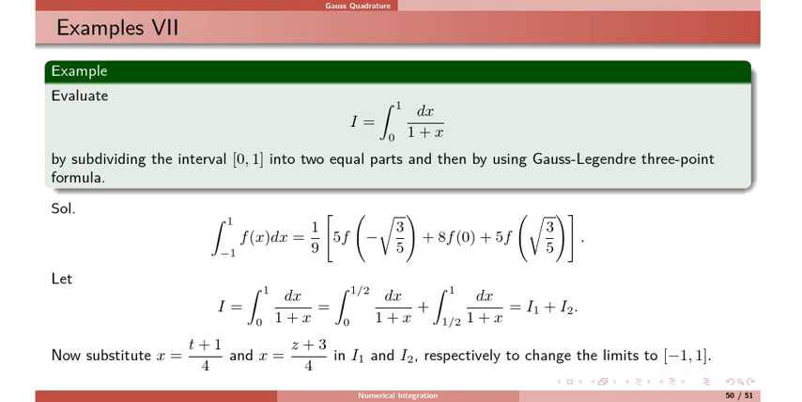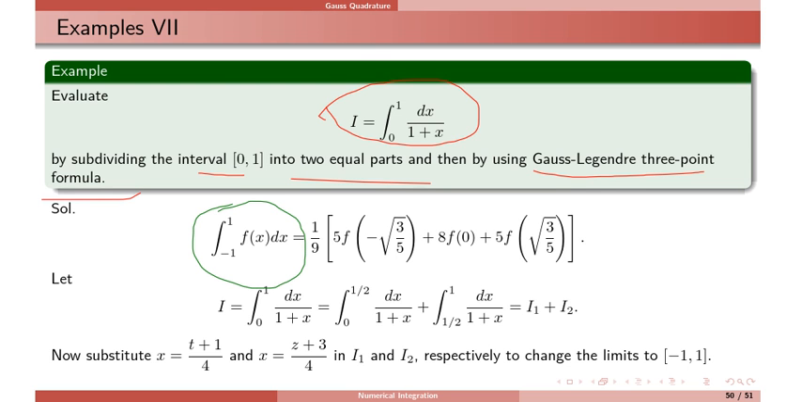Now I'll take one more example. This is related to composite integration. The question is to find the value of this integral from 0 to 1 by dividing the interval 0 to 1 into 2 equal parts, then apply the Gauss-Legendre 3-point formula. So what is the 3-point formula? This is defined from minus 1 to 1. This is the formula, but the limits are from minus 1 to 1.